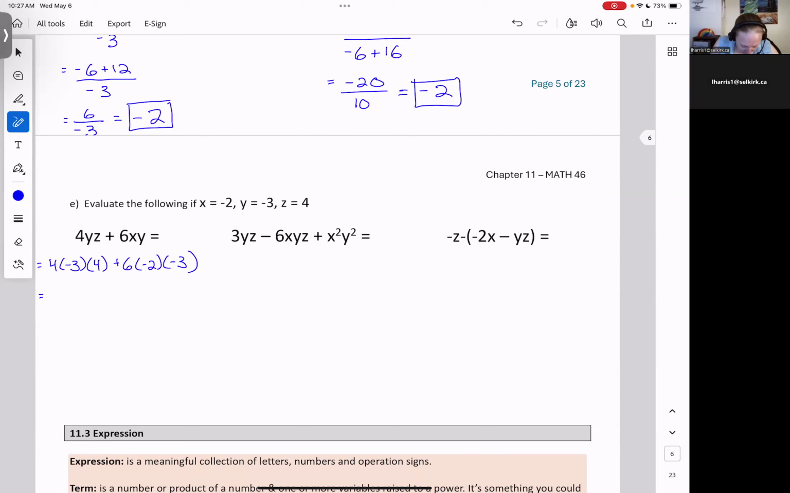So we've got 4 times -3 times 4 gives us -48. And then we're adding 6 times -2 times -3, which gives us 36. Okay, so if we do that addition, we end up with an answer of -12. Go ahead and pause the video, try the next two, and let's do these two together now.